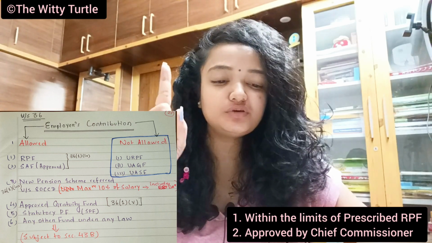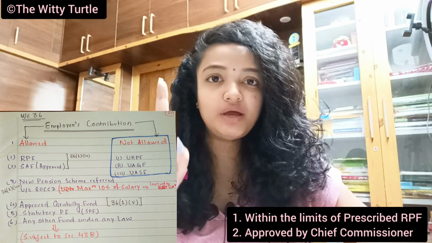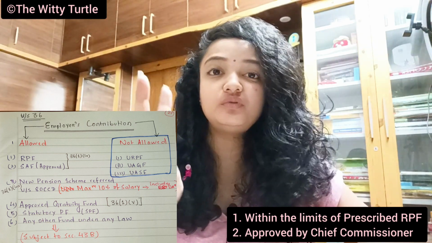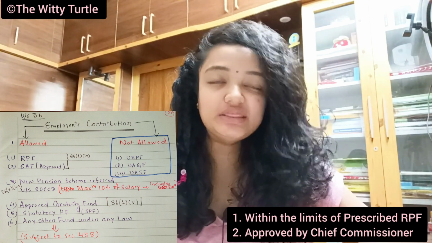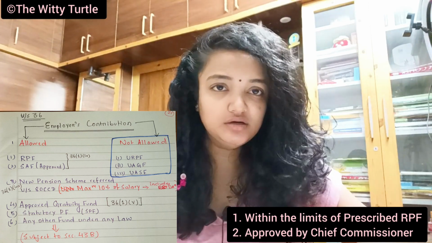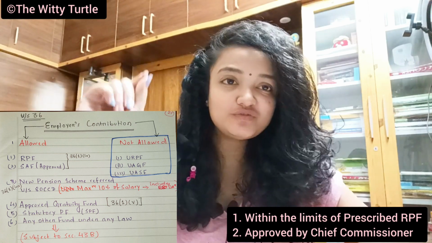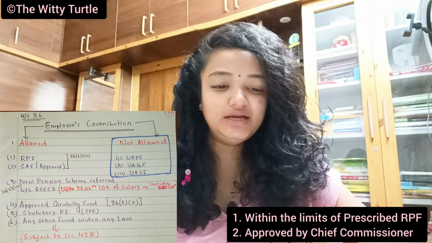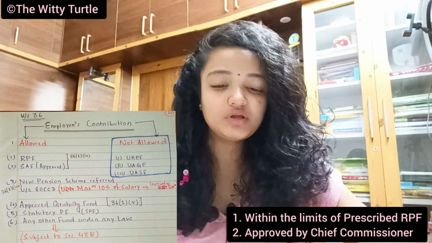What are the two conditions? The first condition says that it must be within the limits prescribed by the recognized provident fund. The second point says it must be approved by the Commissioner of Income Tax or Chief Commissioner. Now in this case, section 43B again intervenes here. There is an intervention of section 43B which says that it is allowed as deduction only if it is paid up to the date of ITR filing, right?